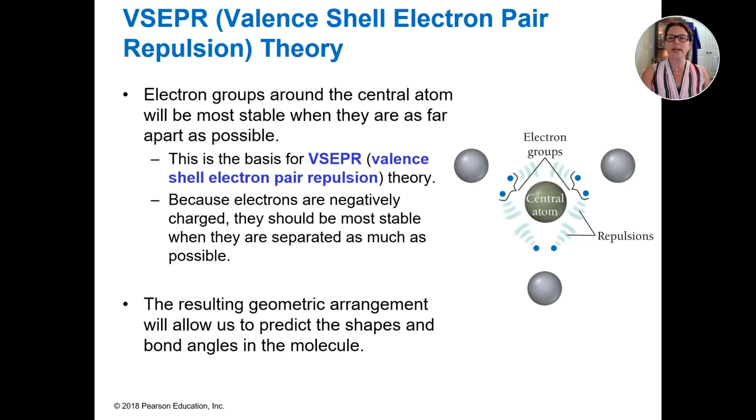I'm not requiring you to memorize bond angles. So when we talk about these electron groups, we basically just have a central atom right here, and then the surrounding electron groups, and those can be either attachments or lone pairs.